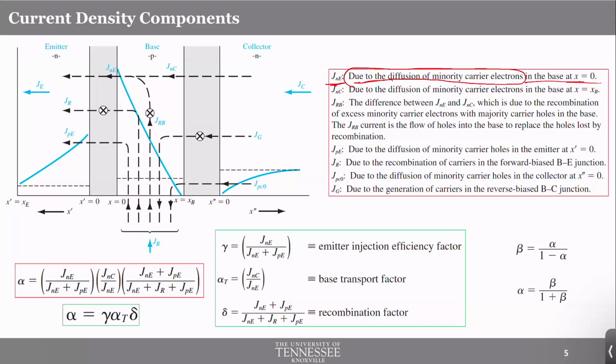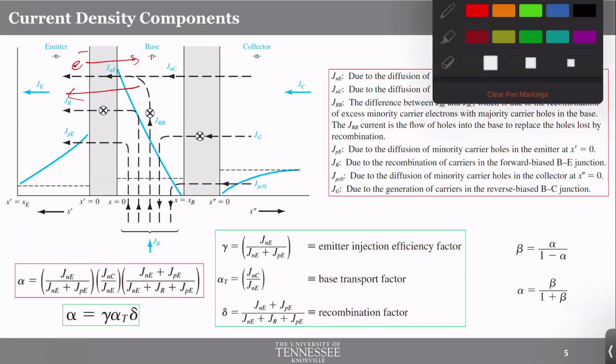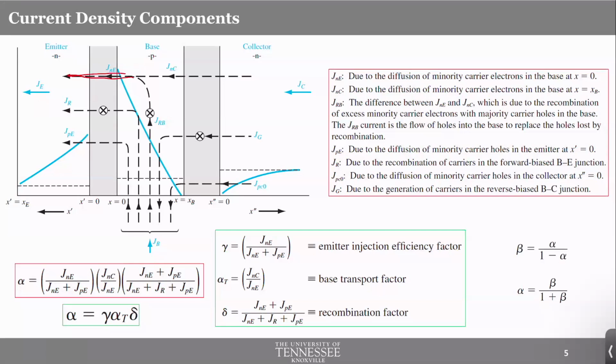Rather than going through all of this individually, let me try to show you from the image itself. So this is JNE, which is a current density driven by electrons. Remember, when electrons go from emitter to the base, the current should actually be flowing in the other direction according to our convention. If electrons flow from left to right, current should flow from right to left. That's why we are using this type of representation to show that JNE, a current density, is flowing into the emitter because the electrons are going from emitter to the base.